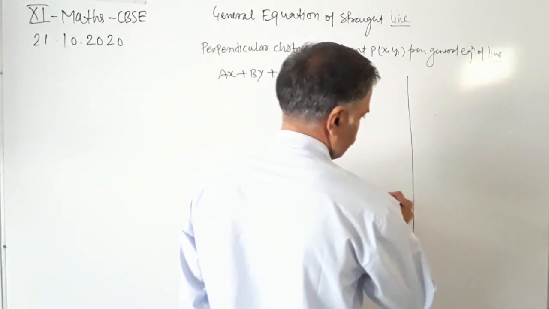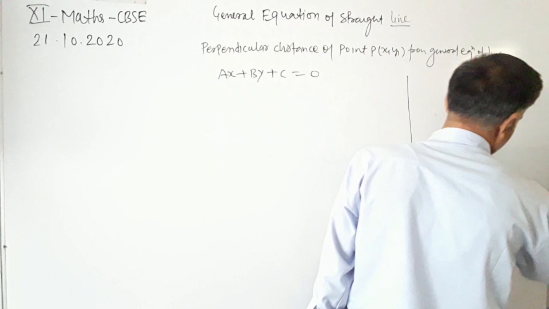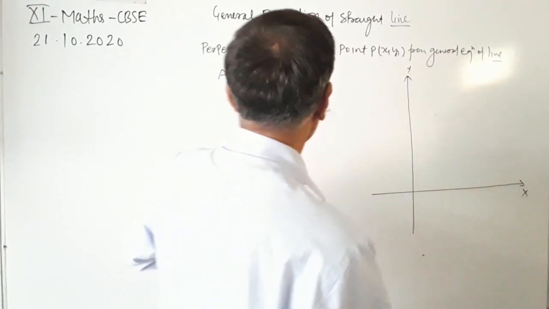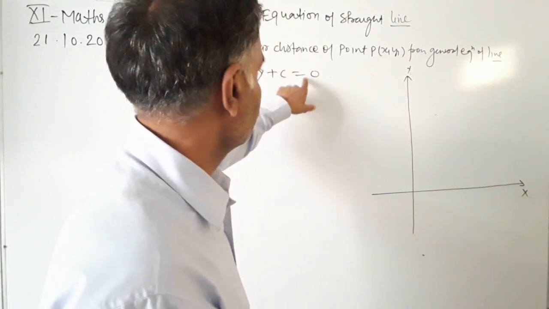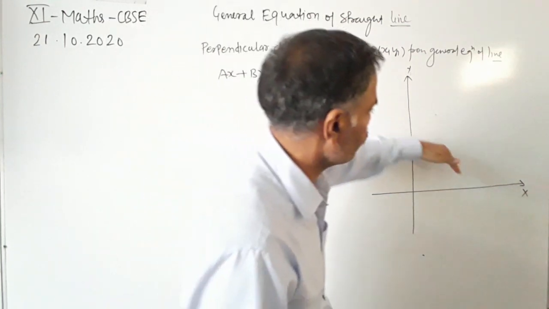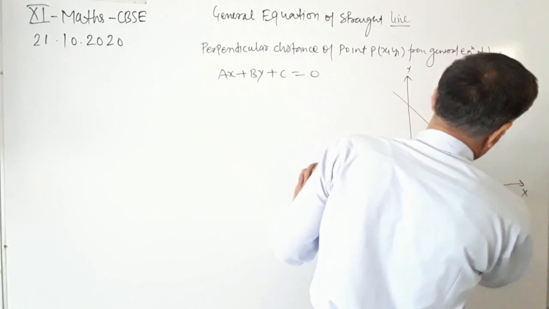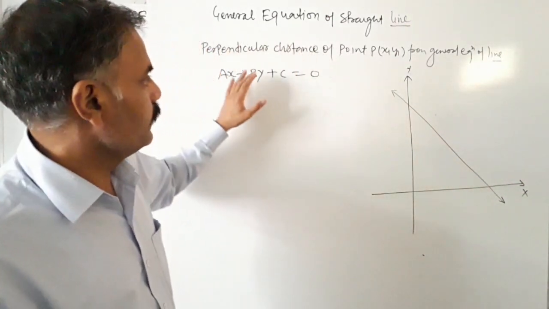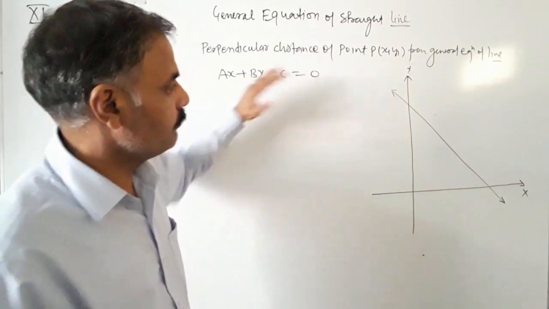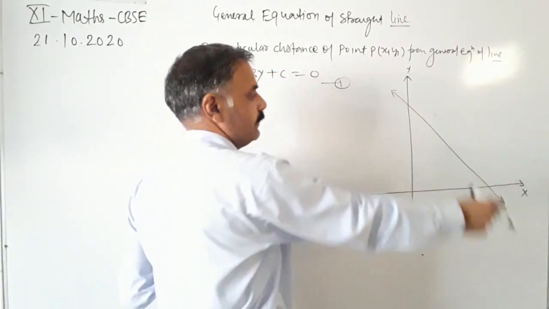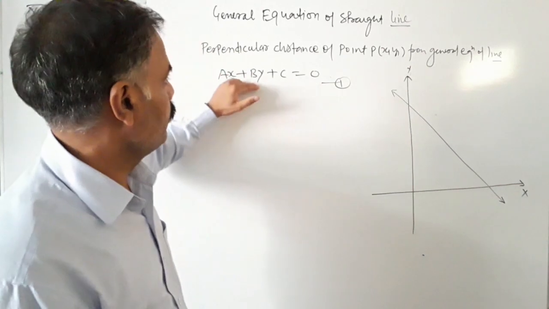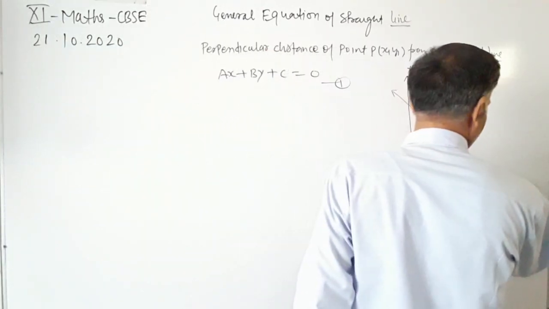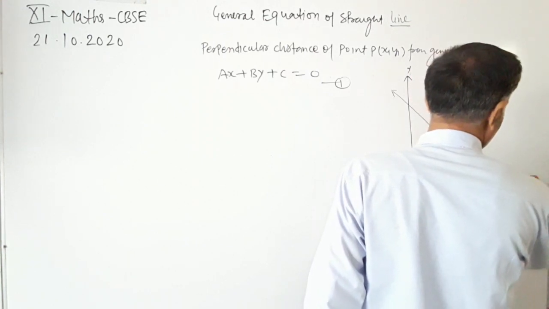Okay, so this is y axis, this is x axis. Now ax plus by plus c equals 0 will intersect x axis and y axis. This equation is of the form like this. This line first will intersect x axis, on x axis means y equals 0, so x equals minus c upon a, at the point minus c upon a and 0.